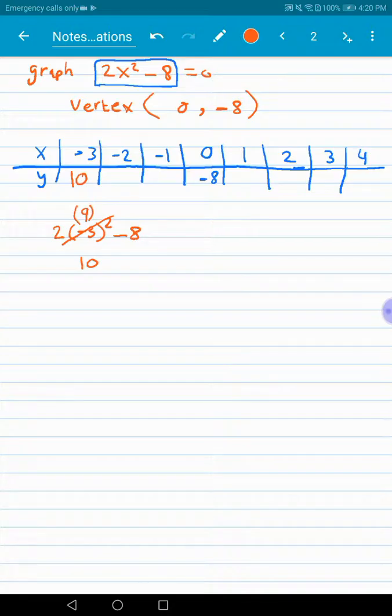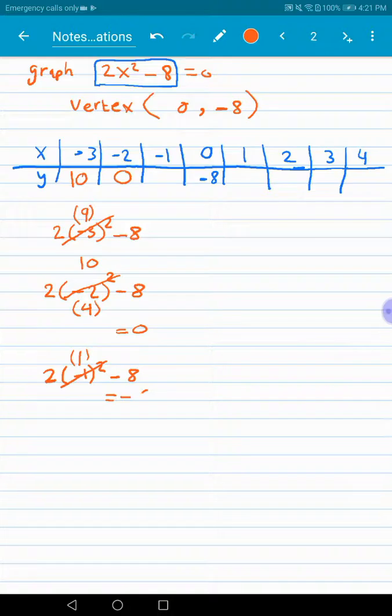The minus 2. 2 times minus 2 squared minus 8. Minus 2 squared is 4. So 2 times 4 is 8, minus 8 equals 0. So here we have 0. Minus 1. 2 times minus 1 squared minus 8. Minus 1 squared is 1. So 2 times 1 is 2. Minus 8 is minus 6. So here we have minus 6.